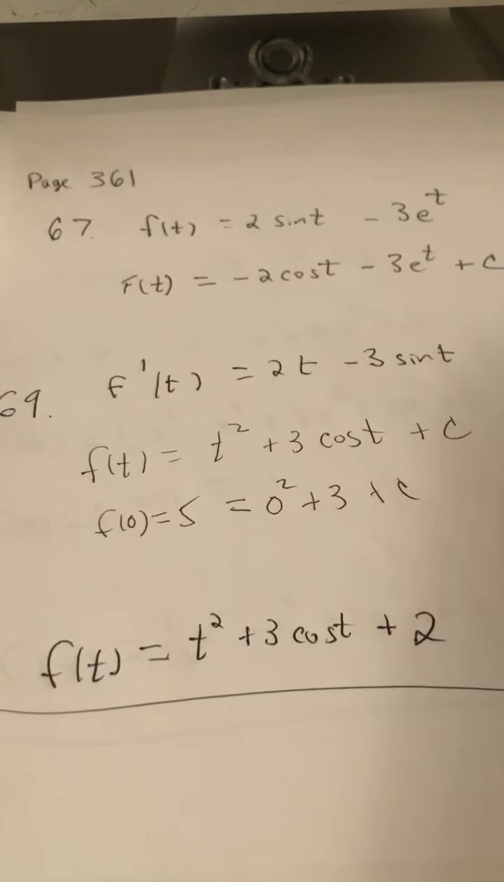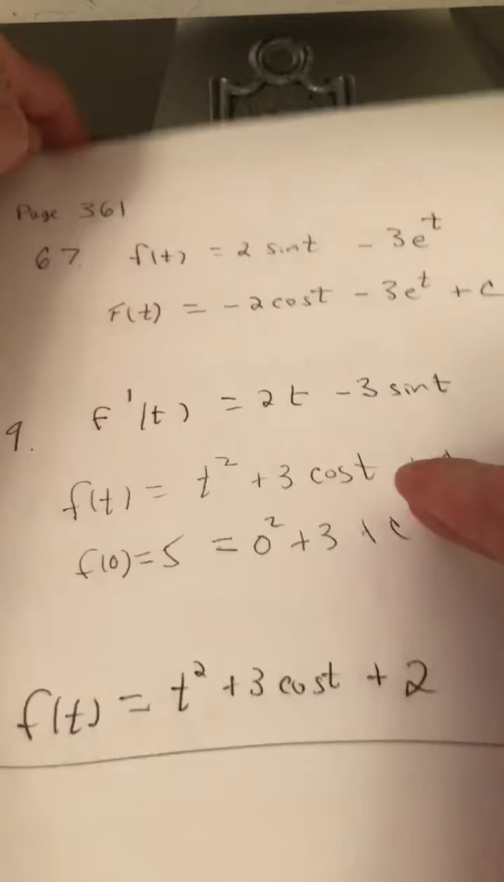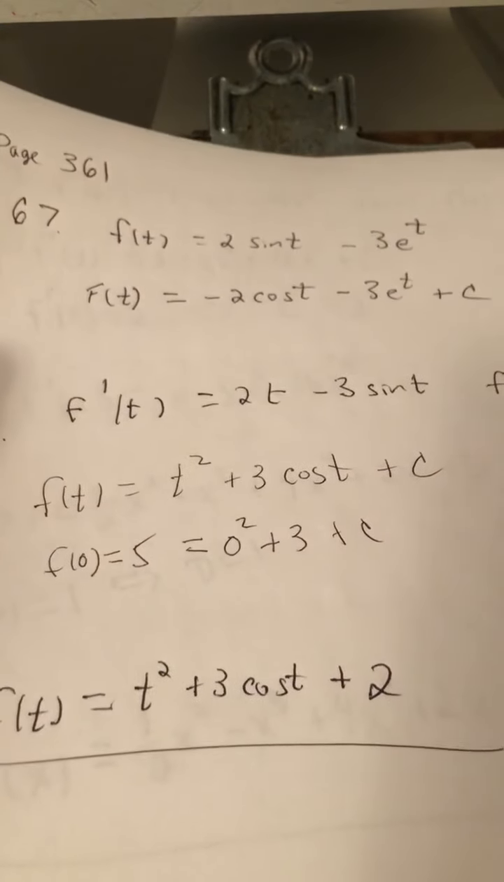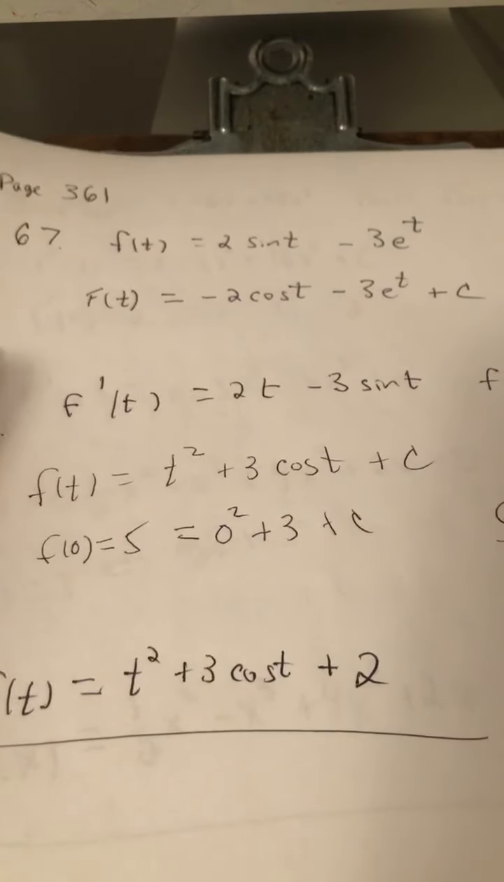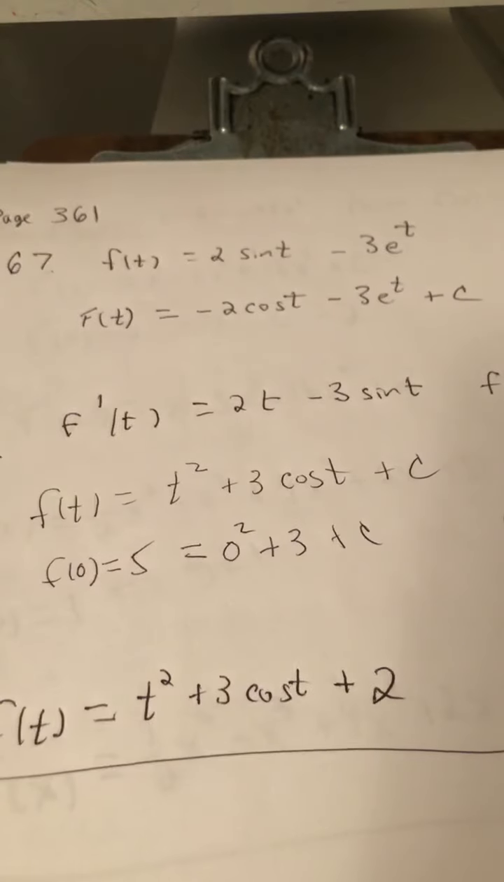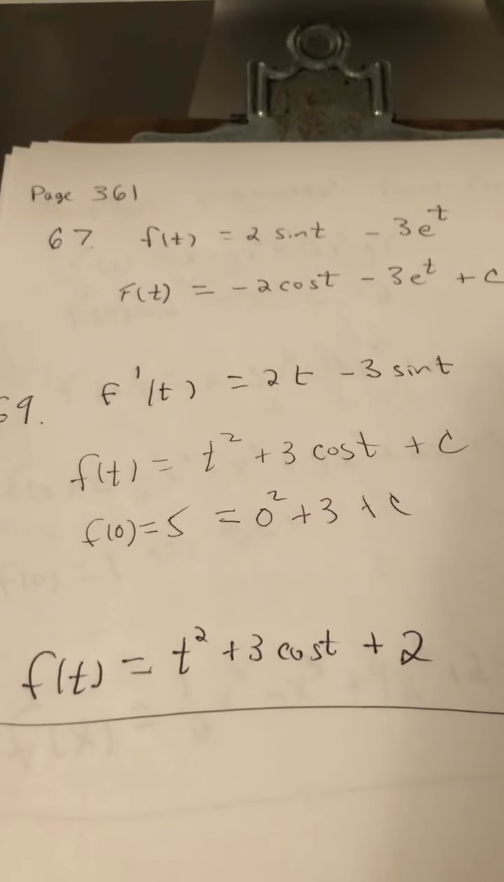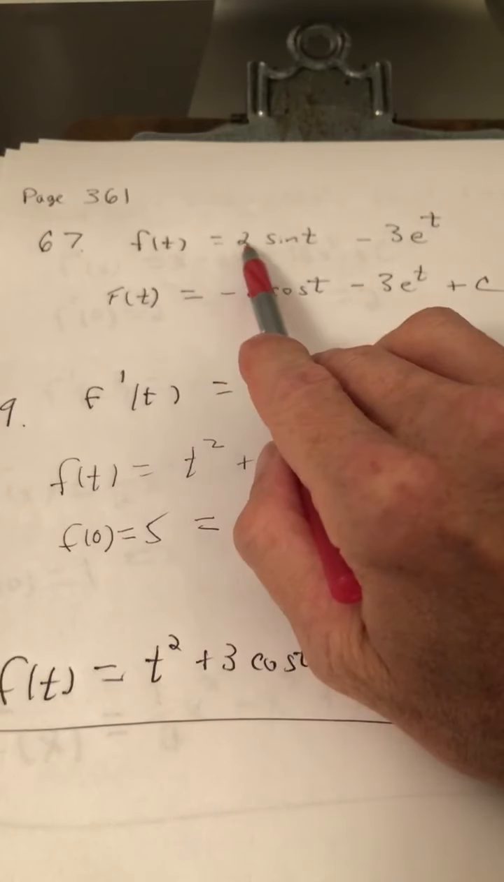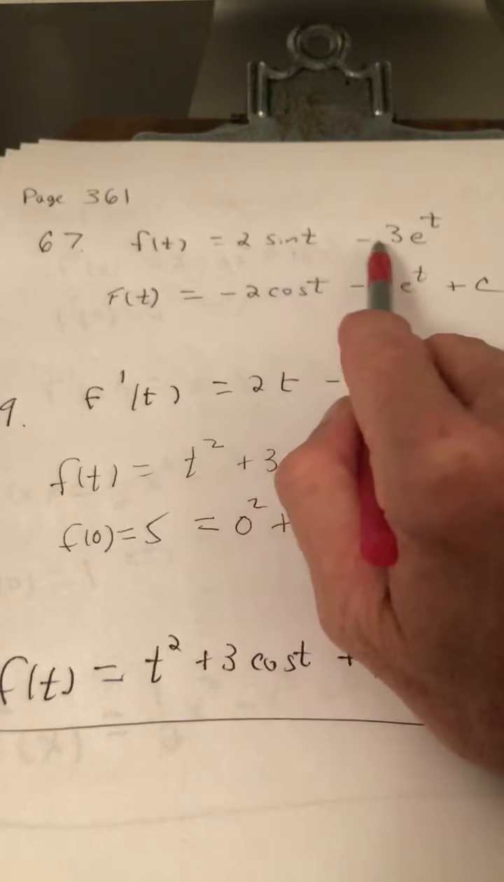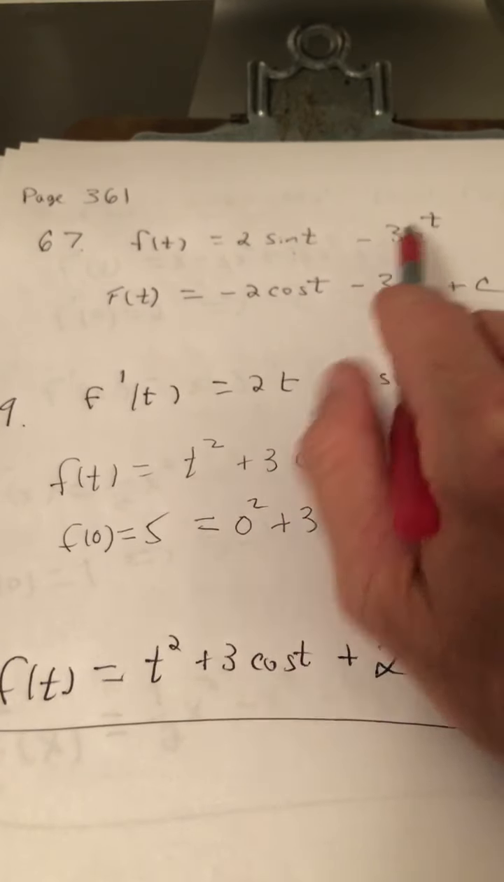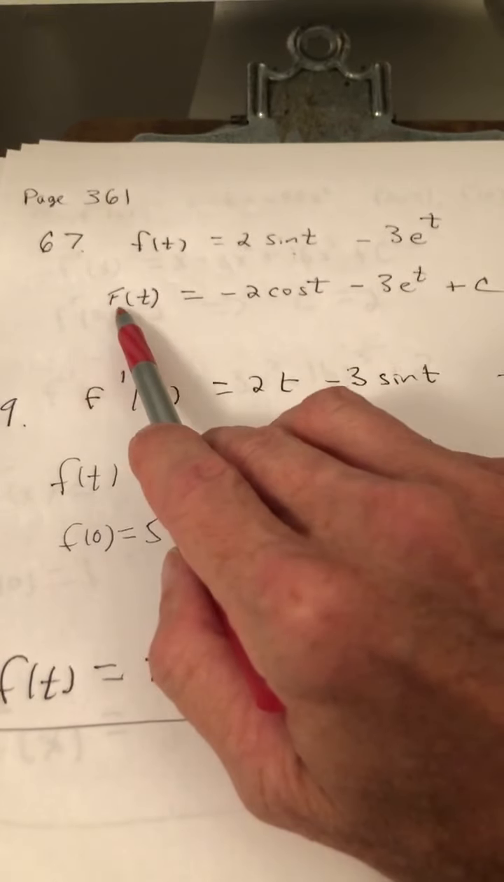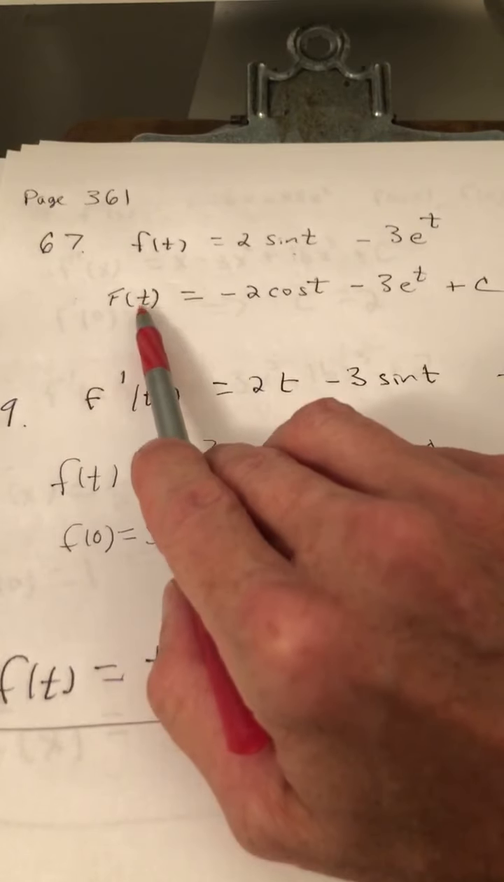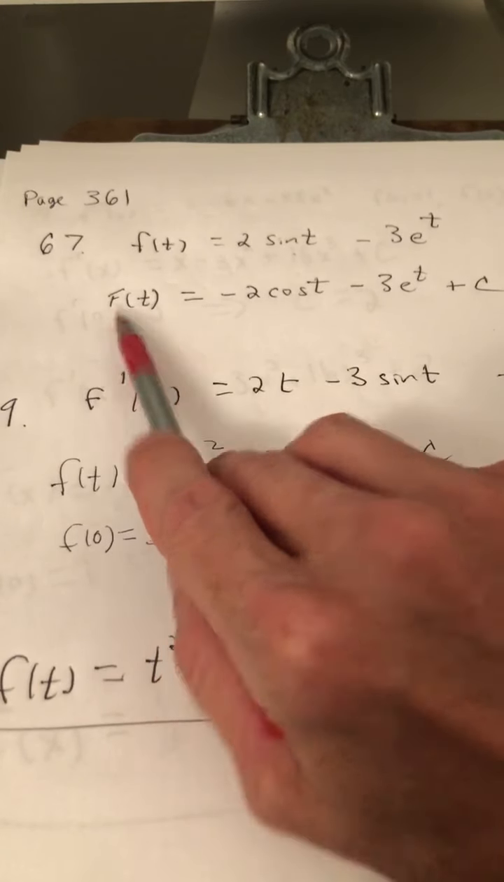Similar problems on page 361. These are from the chapter review, I believe. So we're just asked for an antiderivative, the most general antiderivative. So f of t is 2 sine t minus 3e to the t. So we use a capital F to indicate the antiderivative, just by convention.